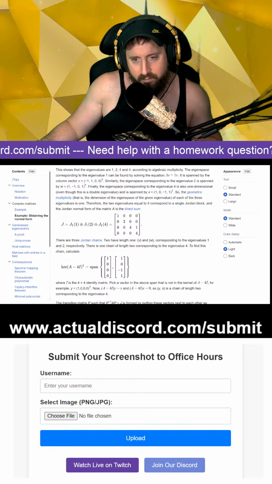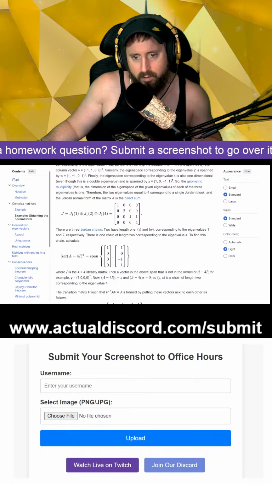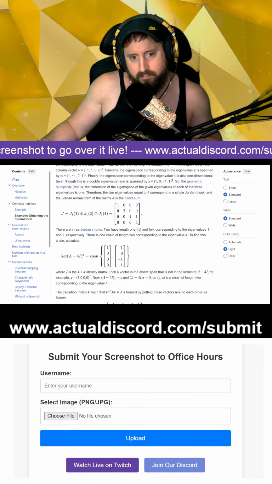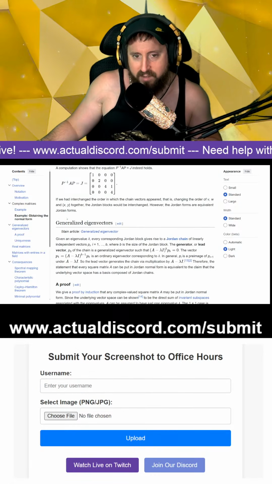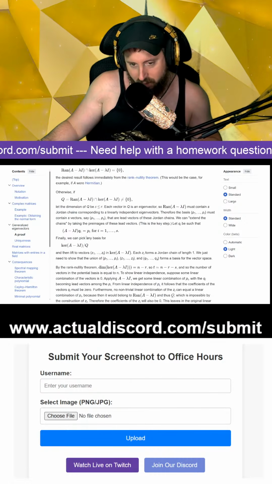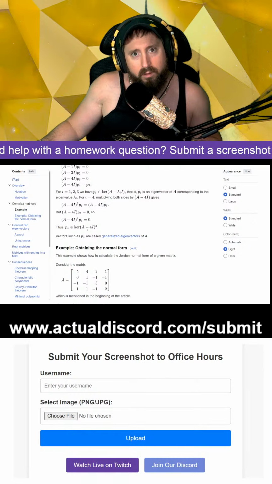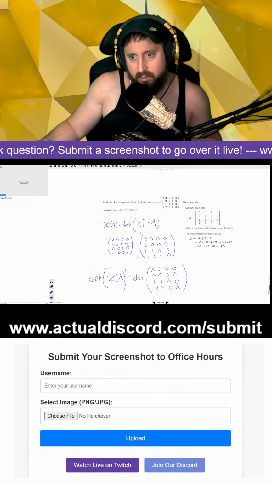So this is it. There are 3 Jordan chains, 1 and 2 of length 2 corresponding to the angle. Oh, okay. The kernel. Wow, this is... Yeah, what is this? Is this linear algebra? I don't even know. I don't know if this even gets covered in a linear algebra course. It gives you a quasi-diagonal matrix. That's cool.